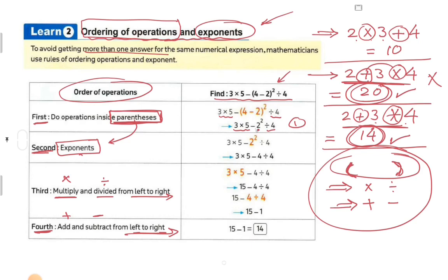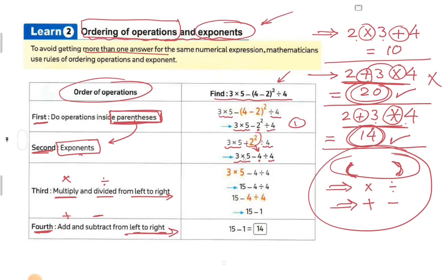Second, after parentheses, exponent. We have 2 power what? 2 power 2. That means repeat 2 two times. 2 by 2 equals 4. No change here, no change here. It's the same.